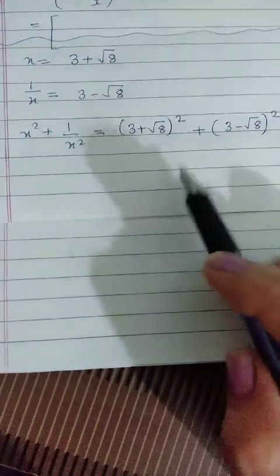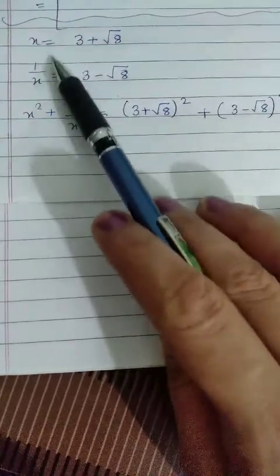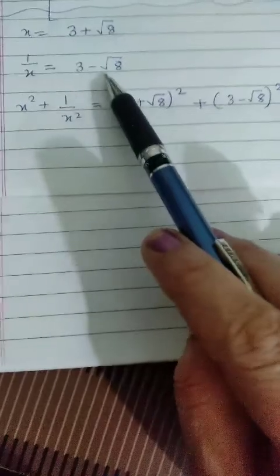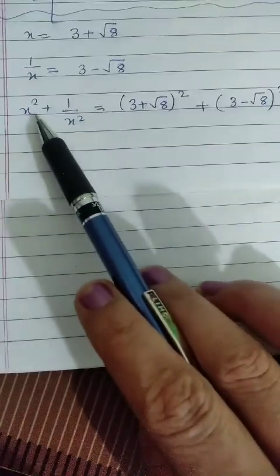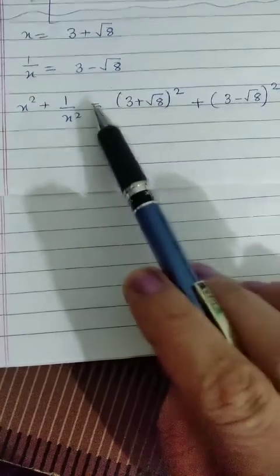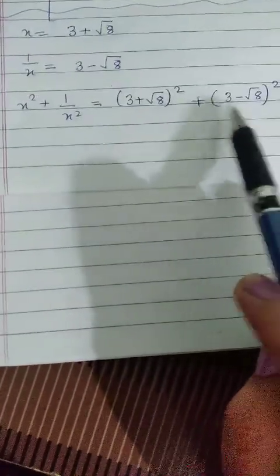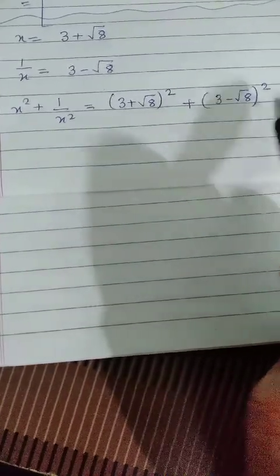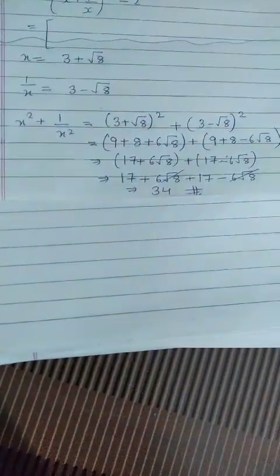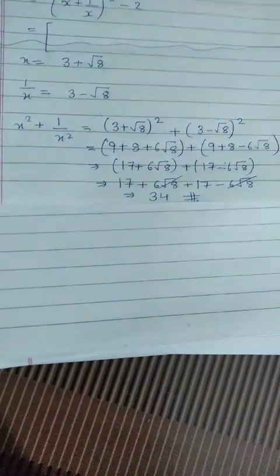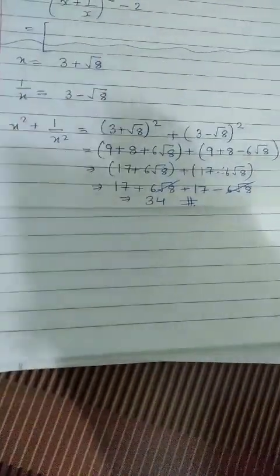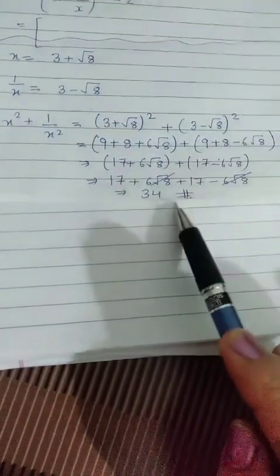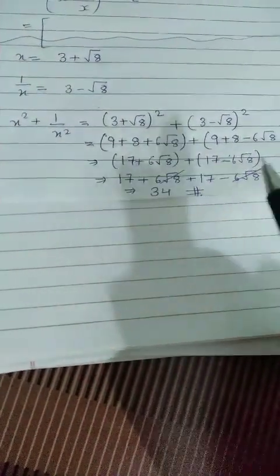Even you can solve it in a different way. Once you have the values of your x and 1 by x, which are here in this question, x is 3 plus root 8 and 1 by x is 3 minus root 8. You have to find the value of x square plus 1 by x square. So you can substitute the values of x and 1 by x here, and then you can use the identity of (a plus b) whole square and (a minus b) whole square. Then also you will get the same answer, which is 34, by using (a plus b) whole square and (a minus b) whole square.